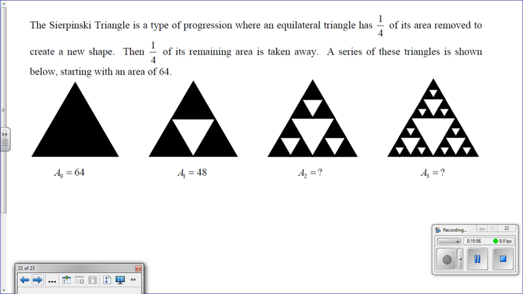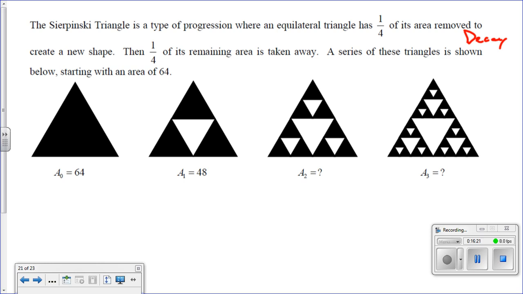Okay, so here's a Regents question. And this is the Sierpinski triangle. It's a type of progression where an equilateral triangle has a fourth of the area removed. So this is definitely going to be decay. Okay, to create the new shape, then a fourth of the remaining area is taken away. So each time we're actually taking away a fourth.